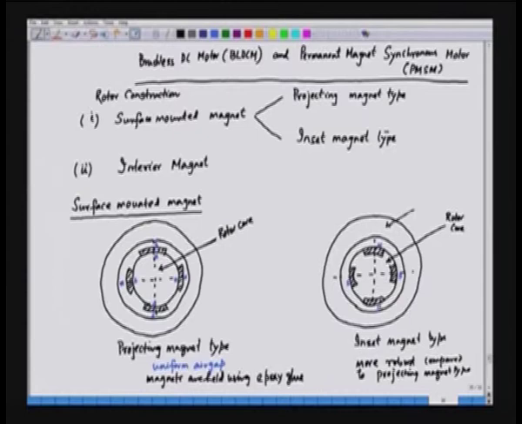This is the stator core, and the stator and the rotor are made up of soft iron. They are laminated structures, and inset magnet type rotor or permanent magnet brushless DC motors are preferred for many applications. Now, these are surface mounted type permanent magnet motors.